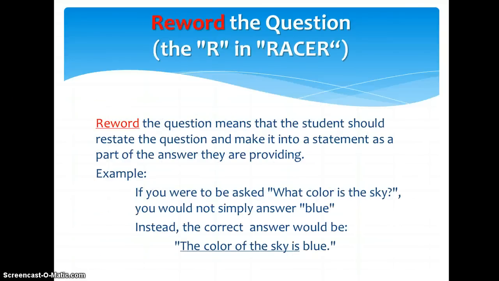Reword the question means that students should restate the question and make it into a statement as part of the answer they are providing. Example, if you were to be asked what color is the sky, you would not simply answer blue. Instead, the correct answer would be the color of the sky is blue.